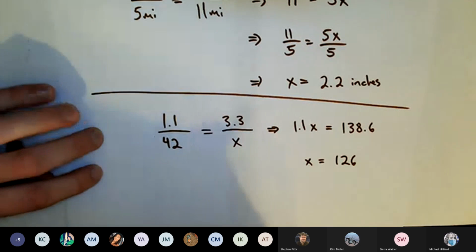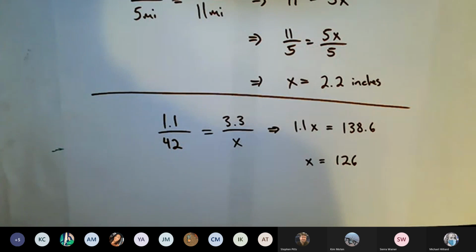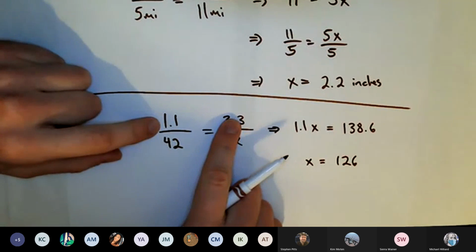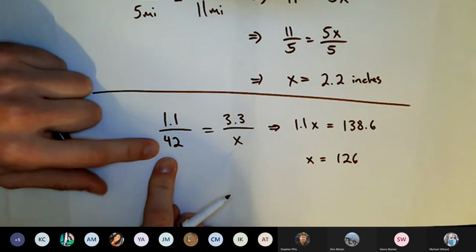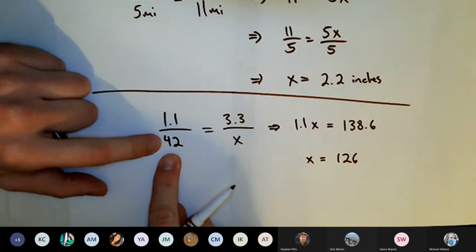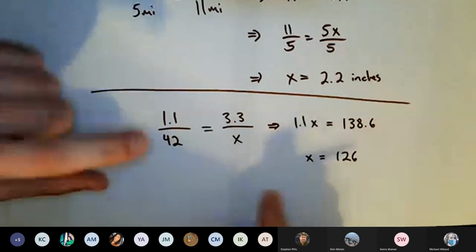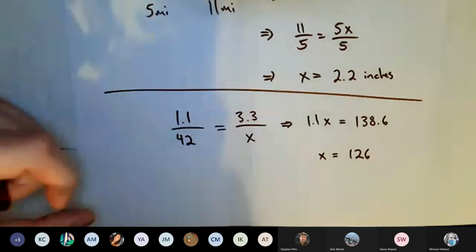And again, you might say, well, yeah, because that first number is being scaled up by 3. So, right, the 1.1 to 3.3, that's being scaled up by 3. So that means the 42 must be scaled up by 3. And if you do 42 times 3, that's what you get, right? But you can always fall back on the proportion as well.